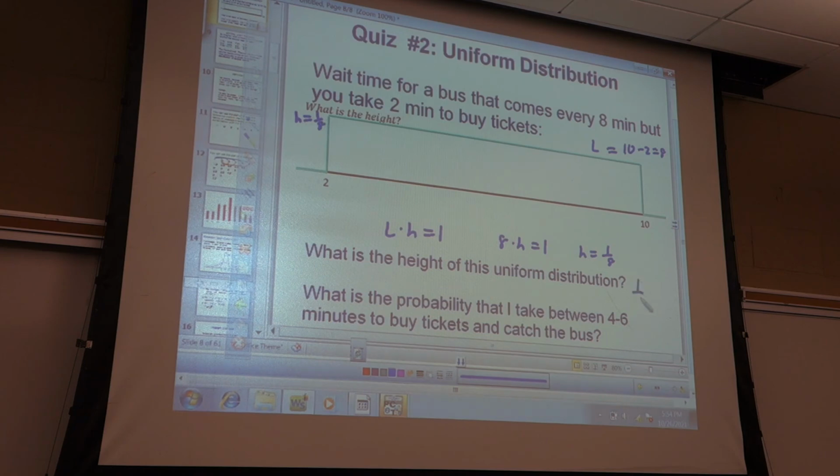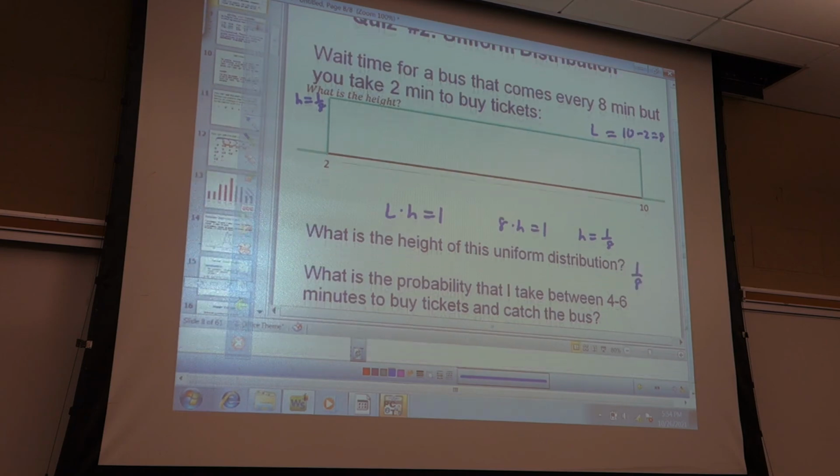So then the question is, what's the probability it's going to take between 4 and 6 minutes to buy tickets and catch the bus? All right, so between 4 and 6, here is 6, 4 is there. So I'm going to draw my little rectangle. I like to draw rectangles. It's just easier to see it all. And then I know that my height is 1/8. How far is it from 4 to 6? 2. So it's going to be 2 times 1/8.